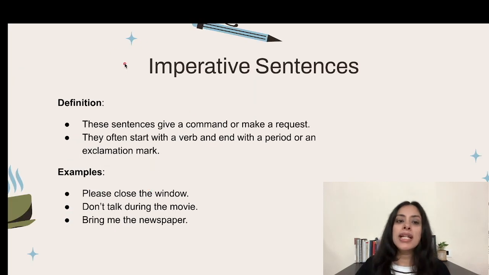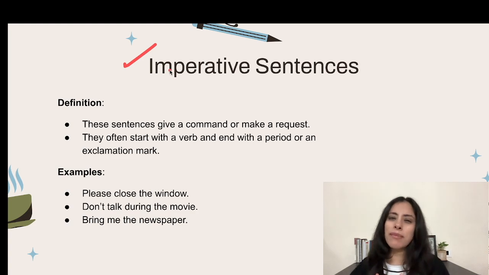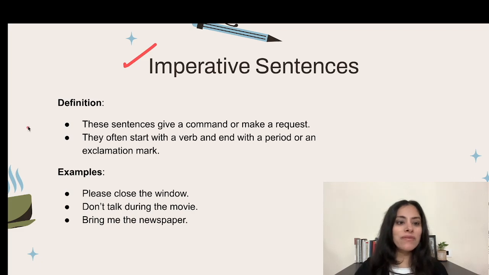Okay. Next is an imperative sentence. Now, this is where the game gets a little bit tricky. You have to pay some extra attention to differentiate between declarative and imperative sentences. This is where students get confused most of the time. Now, let's learn the basic definition.